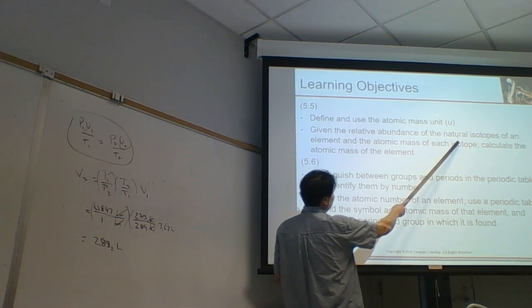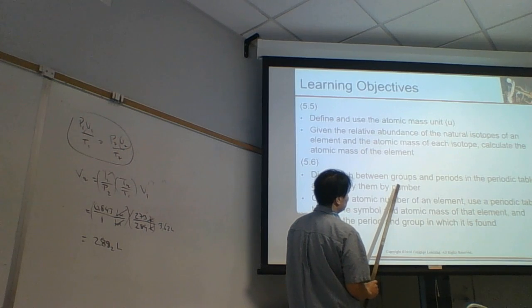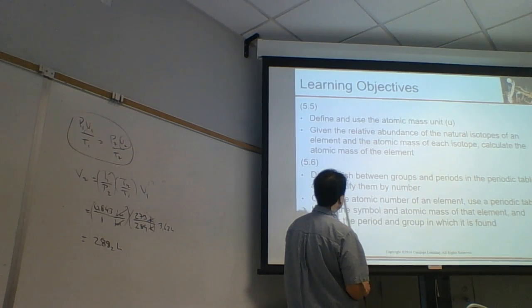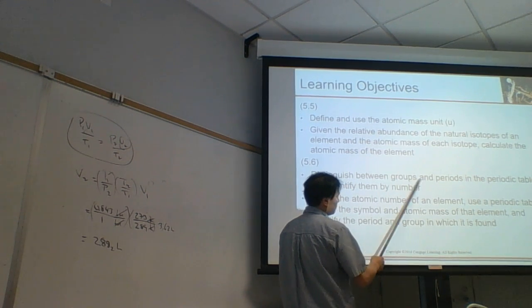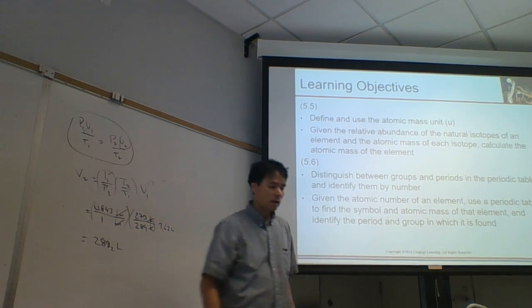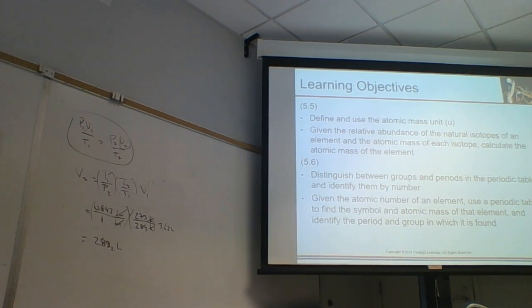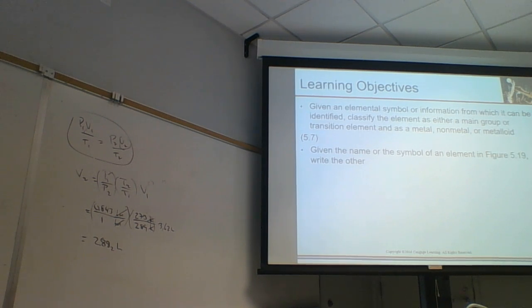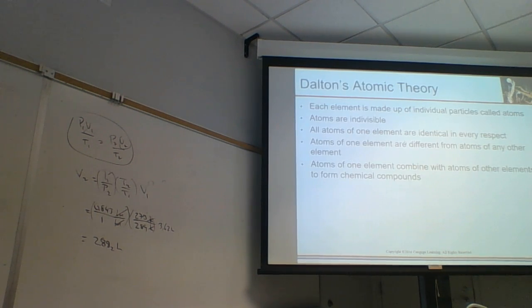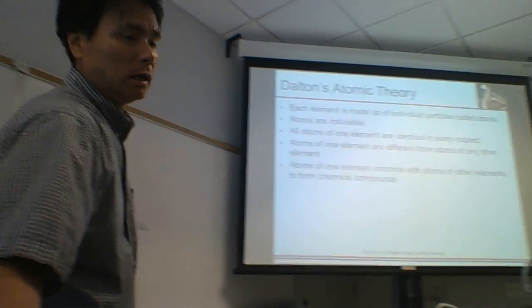Okay, then we're going to talk about natural isotopes, naturally occurring isotopes, and look at the periodic table, the arrangement of the elements in the periodic table. We have different parts of the periodic table called the main group, metals, non-metals, transition metals, and so on. And so we'll start off with Dalton's atomic theory here.